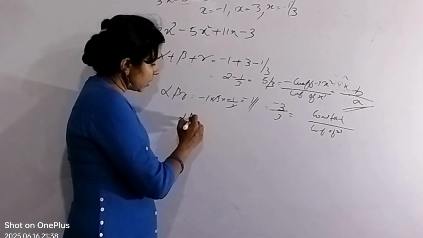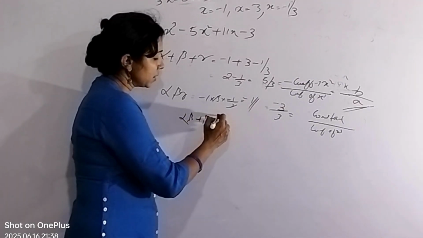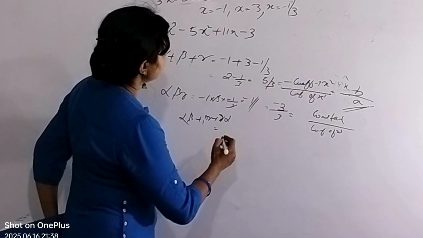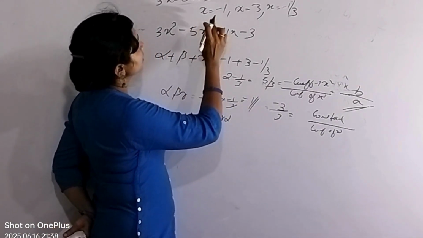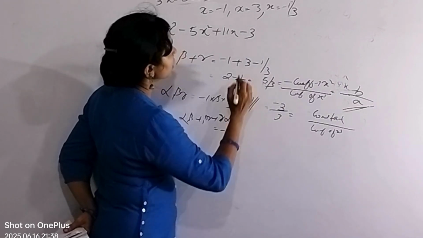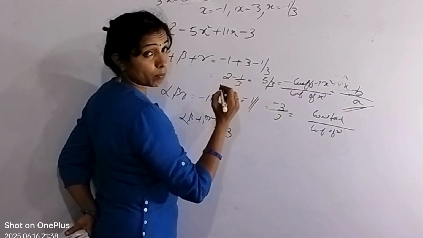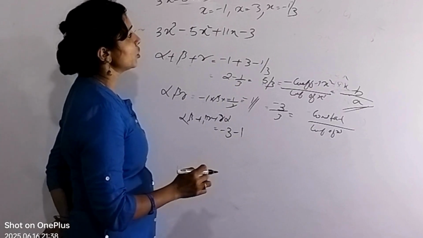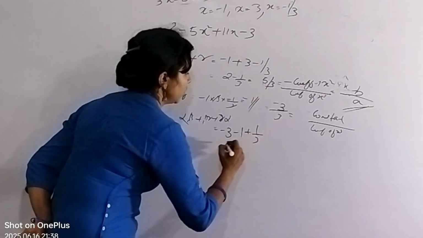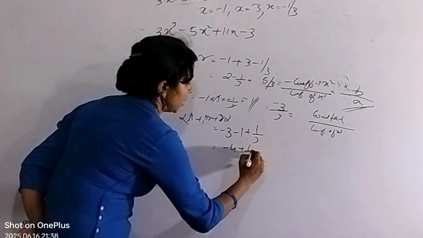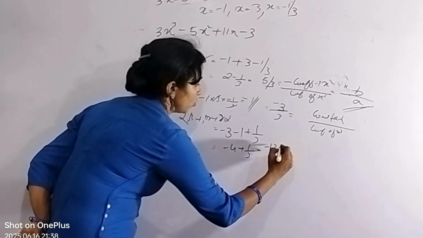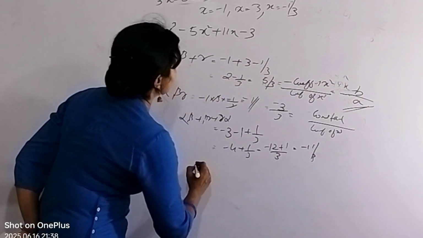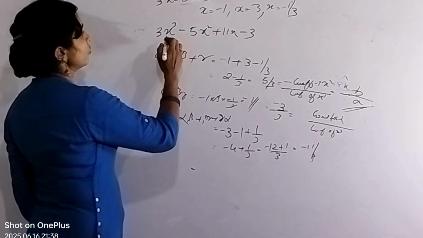Then alpha beta plus beta gamma plus gamma alpha is equal to: alpha beta is minus 1 into 3, minus 3. Beta gamma is 3 into minus 1 by 3, which is minus 1. Gamma alpha is minus 1 into minus 1 by 3, which is plus 1 by 3. Now minus 4 plus 1 by 3 is minus 12 plus 1 by 3, which equals minus 11 by 3.